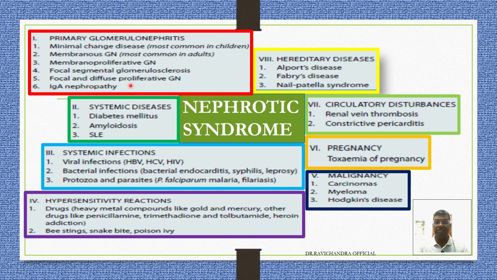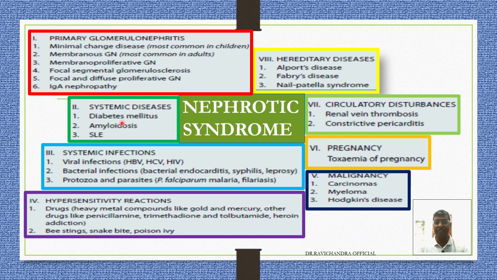One is minimal change disease, second is membranous glomerulonephritis, third is membranoproliferative glomerulonephritis, fourth is focal and diffuse proliferative glomerulonephritis, fifth is FSGS, not GN, focal segmental glomerulosclerosis, and sixth one Berger disease or IgA nephropathy.